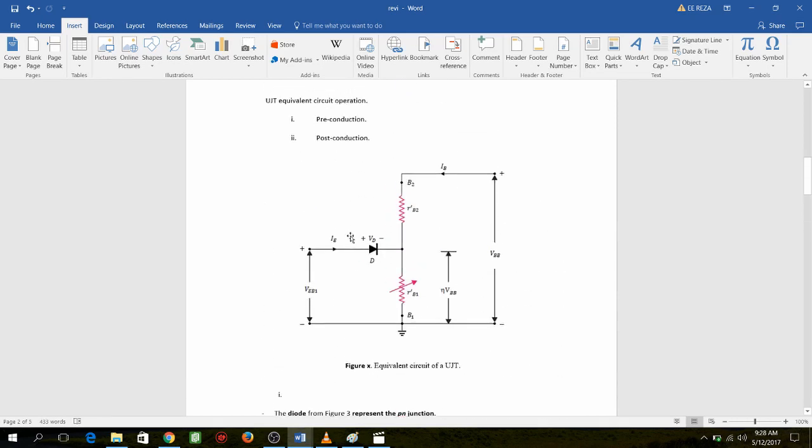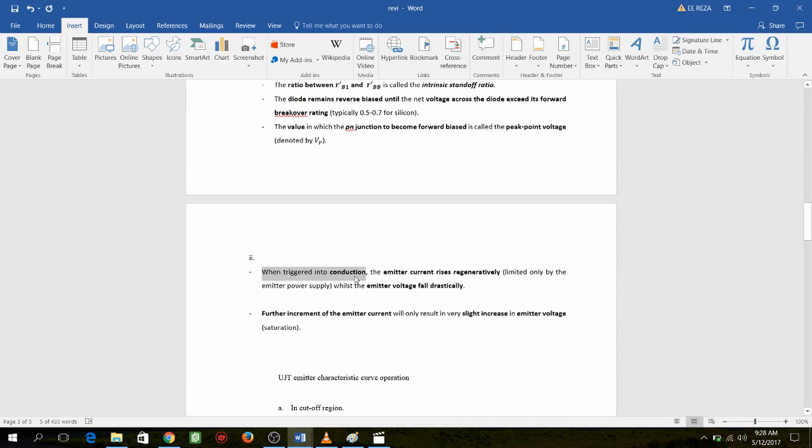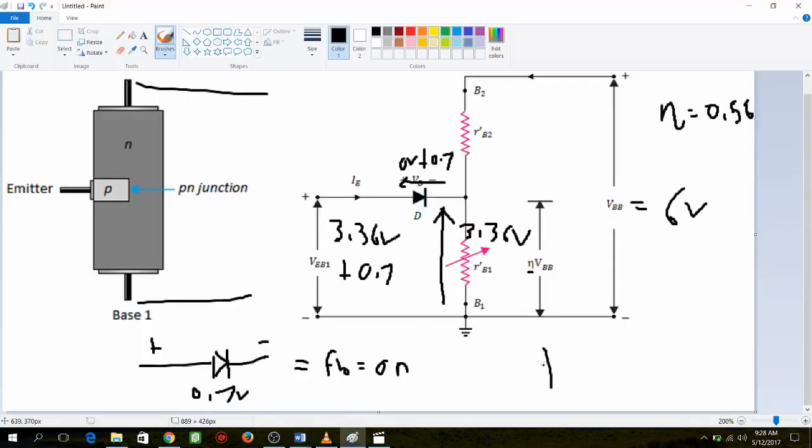Now, let us talk about post-conduction. What happens when the UJT is turned on? This is before it turns on, or the moment before it turns on, and this is the moment where it turns on. When the UJT is turned on, your emitter current rises regeneratively, but your emitter voltage falls drastically until saturation.